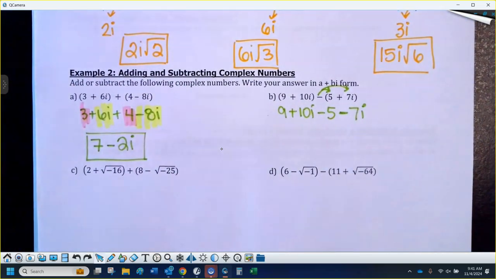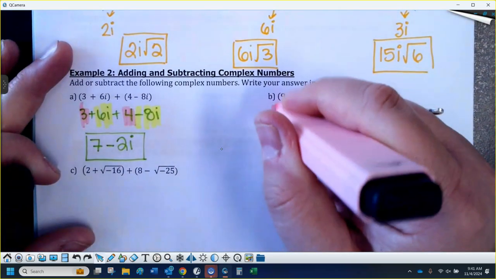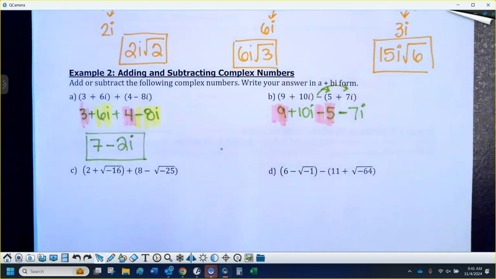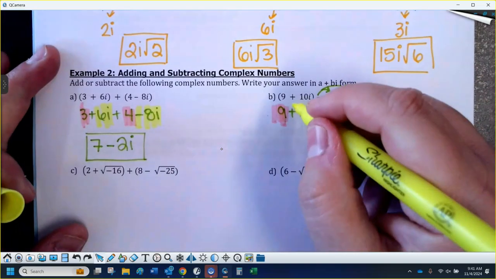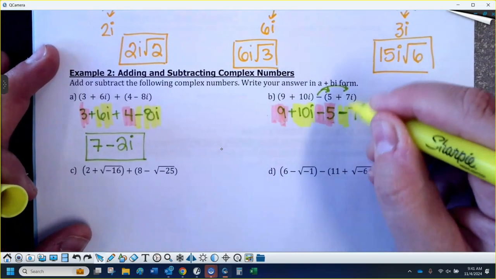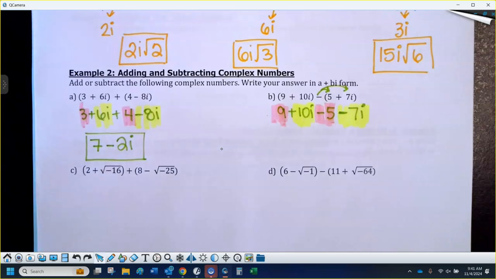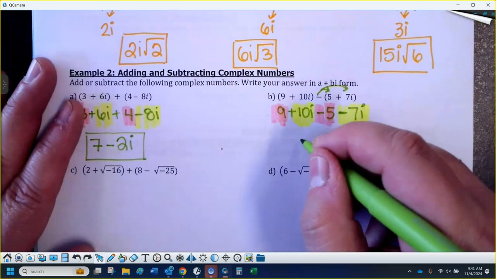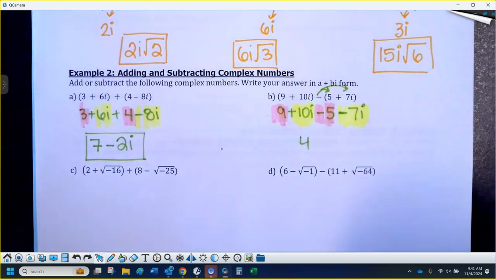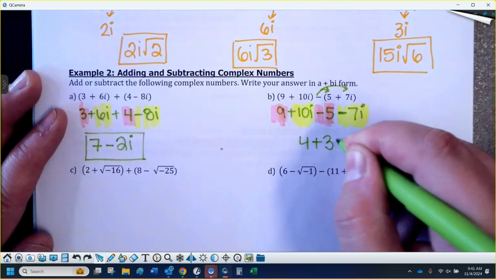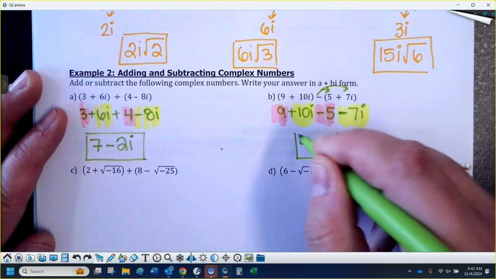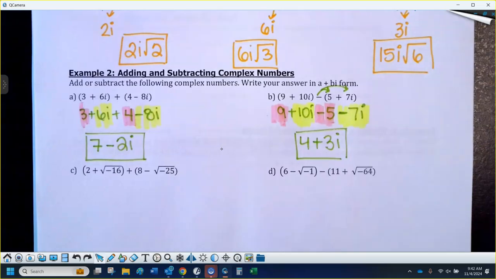And then you just, same thing as the last question, combine your like terms. So 9 and negative 5, those are the two real numbers. We would just put those guys together. And then I have the 10i and the negative 7i, and I would combine those together. So 9 minus 5 is 4. 10i minus 7i would give me 3i. And I can't go any farther because the 4 is the real part, the 3i is the imaginary part, but that is the format we should put it in. Real part first, part with the i, imaginary part second.